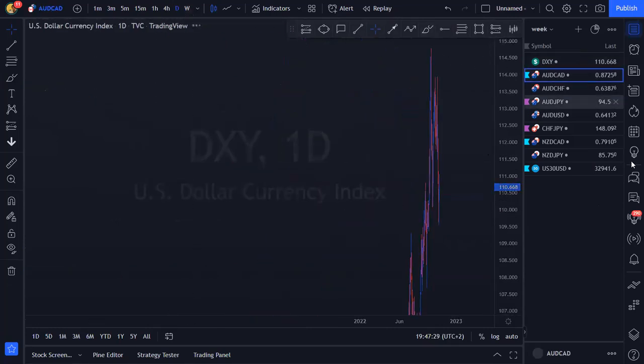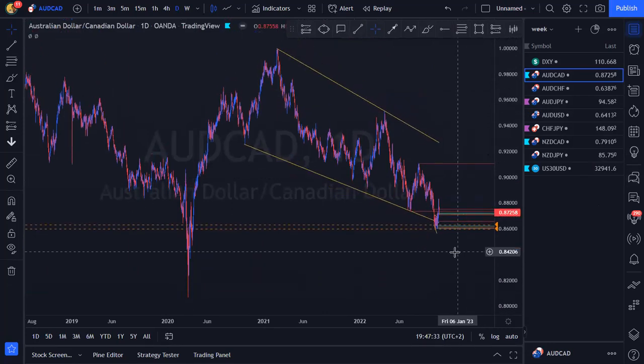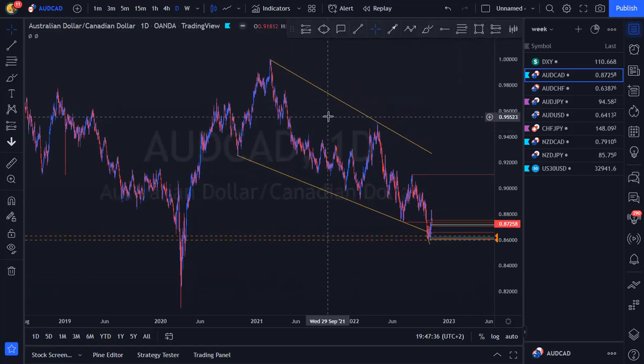Cool. So let's get started. We'll start off with AUDCAD. We'll just delete whatever is not relevant to us this week. Otherwise, higher time frame structure will still be more or less similar.